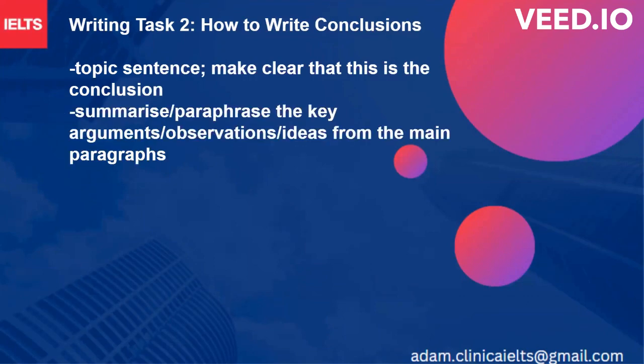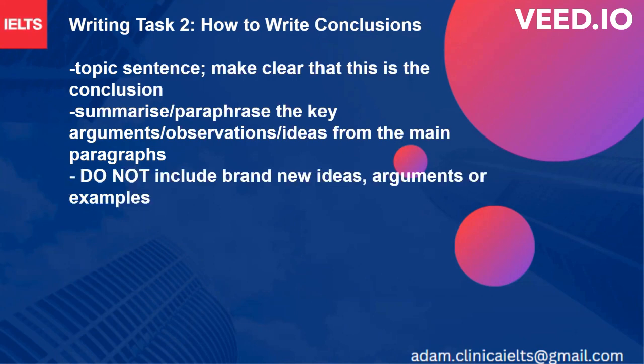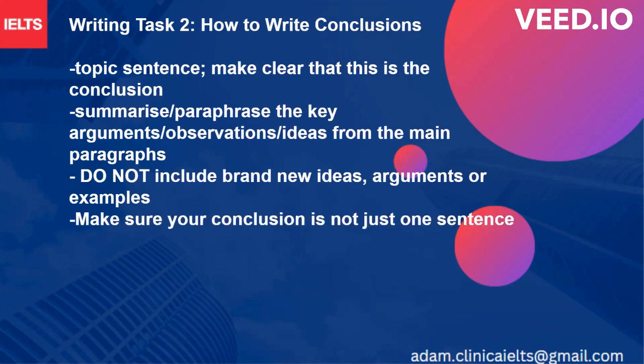The content of a conclusion should be to summarize or paraphrase the key arguments, observations or ideas that were put forward in the main paragraphs. Do not include brand new ideas or arguments or examples in the conclusion. As soon as you start doing that, it's no longer a conclusion. A conclusion should be a summary of the ideas that have already been discussed in the main paragraphs.